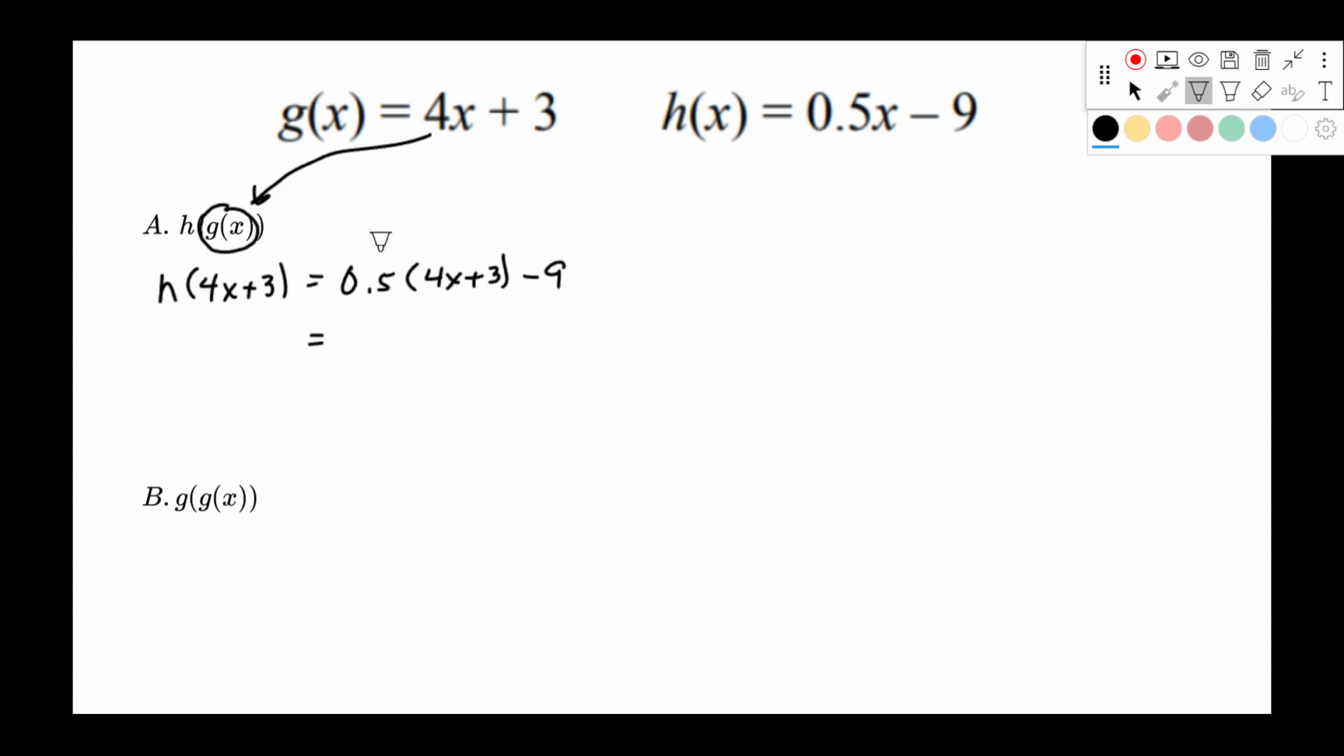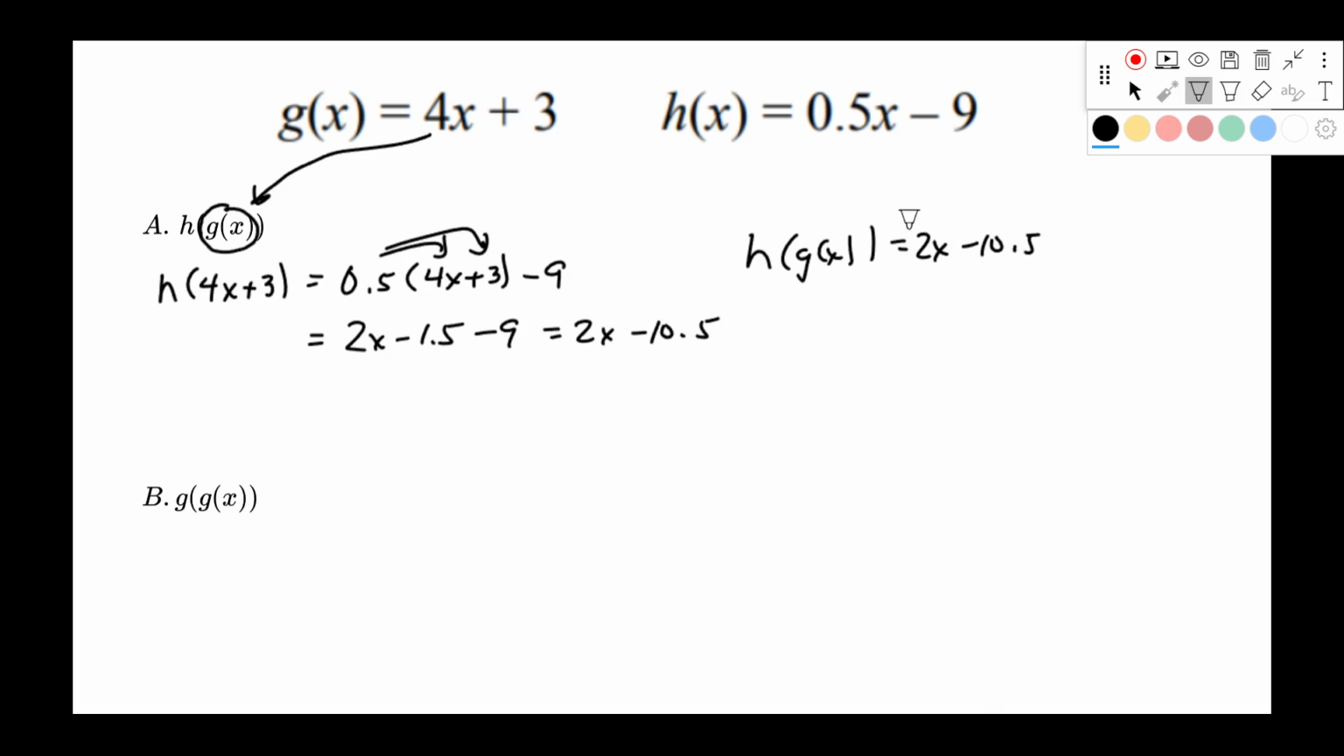Here we go. 0.5 times 4x plus 3, minus 9. And now we'll try to clean it up. We'll distribute the 1/2. That's 2x minus 1.5, 3 over 2, minus 9. So that's 2x minus 10.5. So h of g of x is 2x minus 10.5. There's my answer.